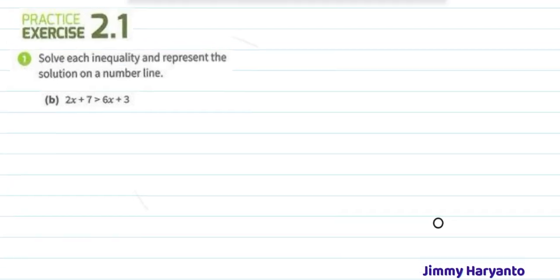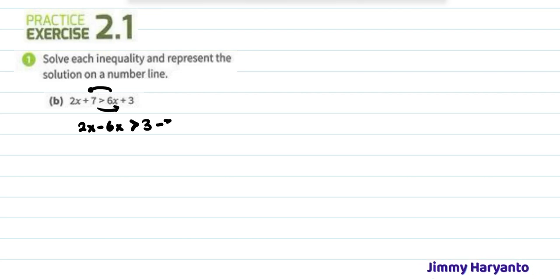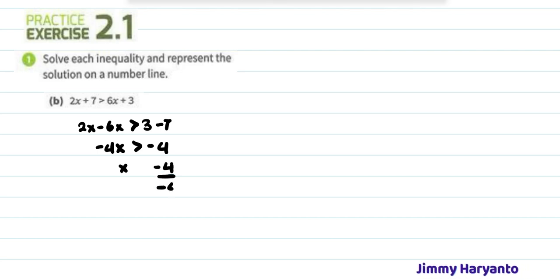And then next one is question 1b. For question 1b, I will move the 6x to the left hand side. So 2x minus 6x greater than 3. Move the 7 to the right hand side, minus 7. That means you will have negative 4x greater than negative 4. And then x, negative 4 divided by negative 4.